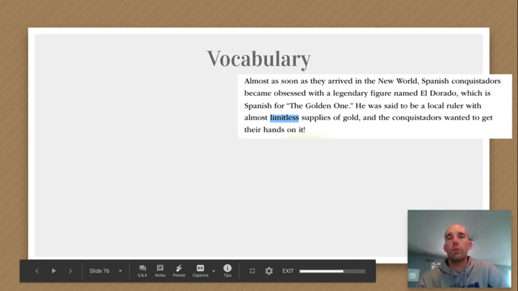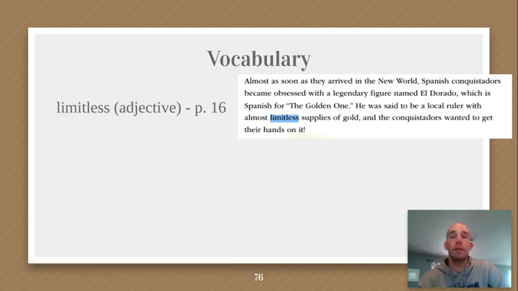We're going to start with 3 words as usual that are found in the lesson for reading of text that we did, which was about the search for El Dorado. Our first word that we're looking at today is the word limitless, and limitless is an adjective, meaning it describes a noun. You're going to find that word on page 16.